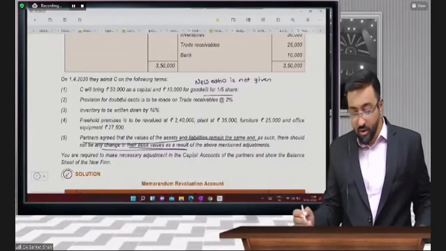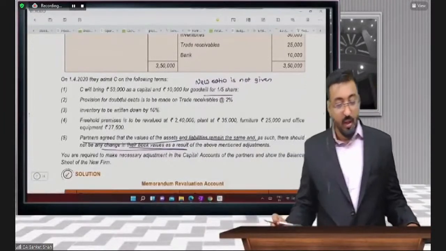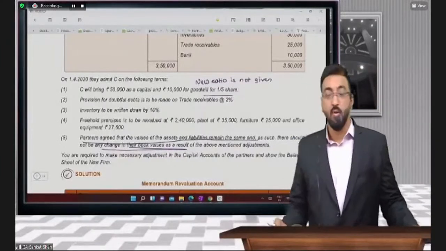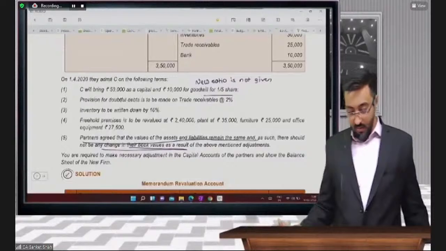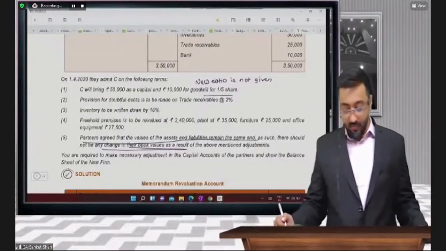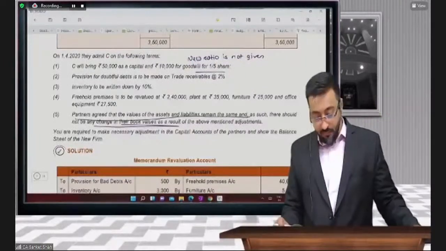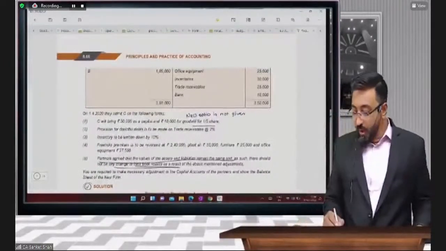So new ratio is not given. Therefore, what is the interpretation of new ratio is not given? Yes, tell me. What is the interpretation that new ratio is not given? What is the interpretation? Fast, beta. Provision for doubtful debts to be made.